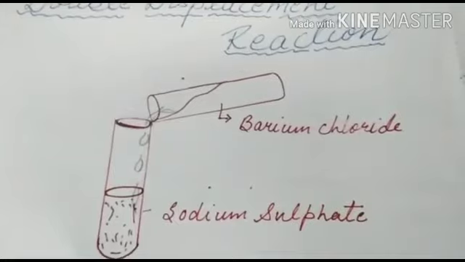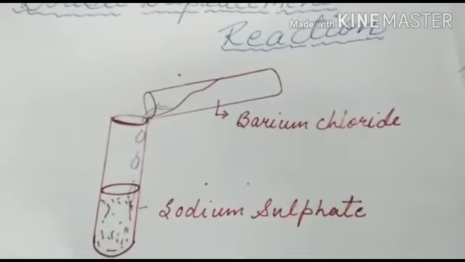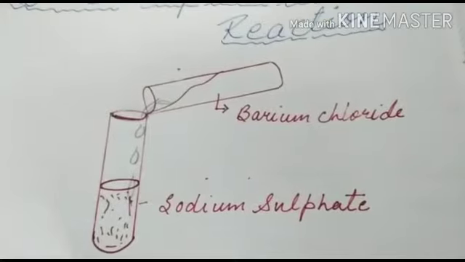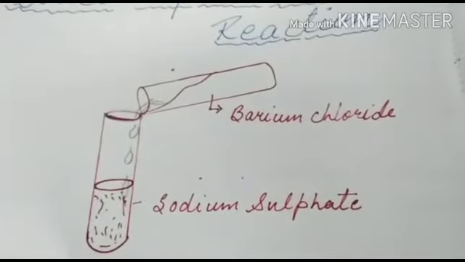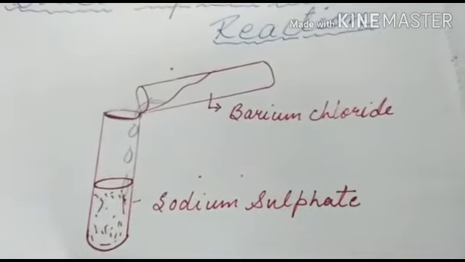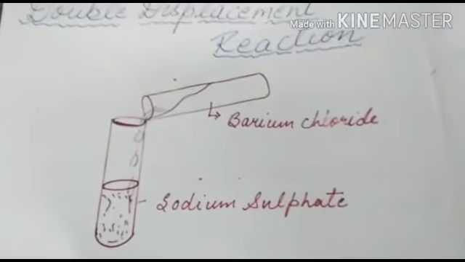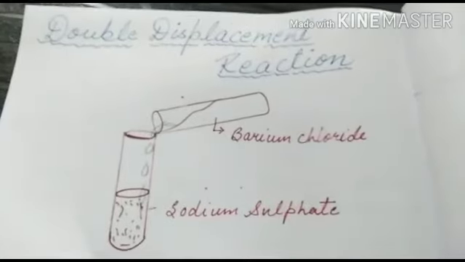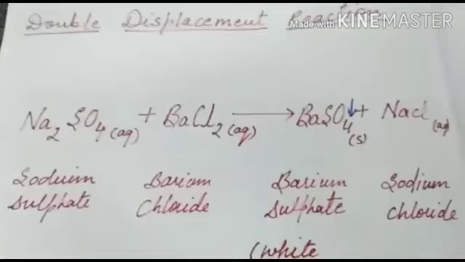You will see here sodium sulfate solution is taken in a test tube and to this test tube some barium chloride solution is added. What happens here? It has undergone a double displacement reaction. Let us see the reaction.